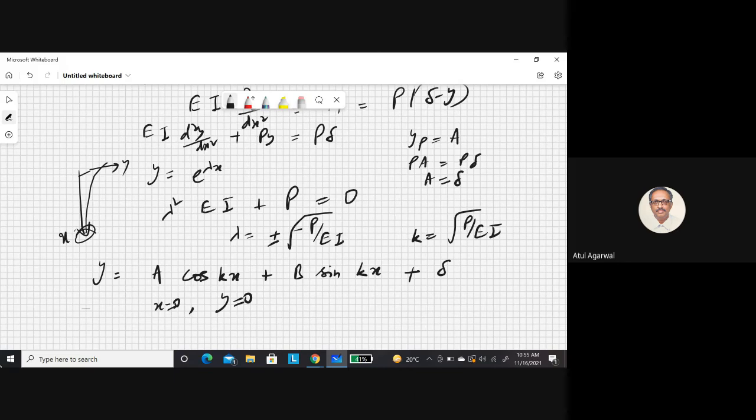Put X equal to 0. This term goes to 0. A plus delta is equal to 0. Implies A is equal to minus delta.